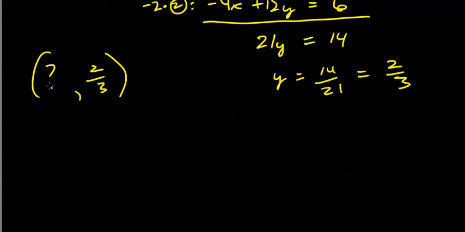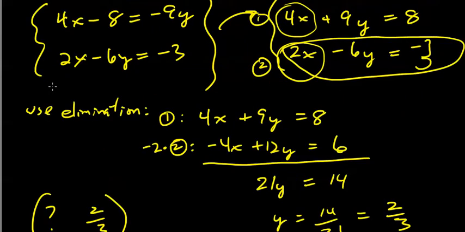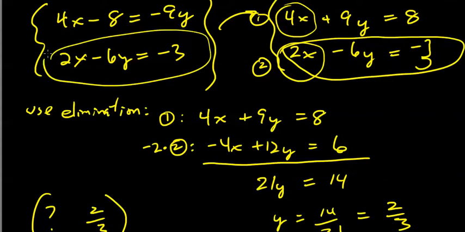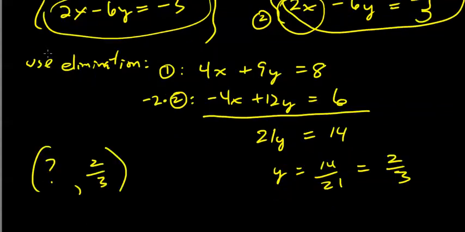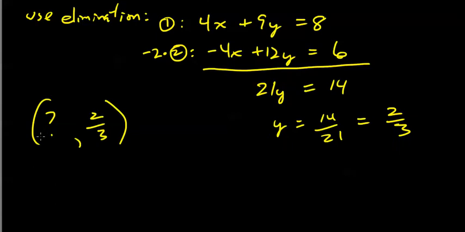Alright, and I can pick any of the above equations and plug in 2/3 for y. And I'm going to pick this one here, 2x minus 6y equals minus 3. I'm going to plug in y equals 2/3. 2x, whoops, too close there.